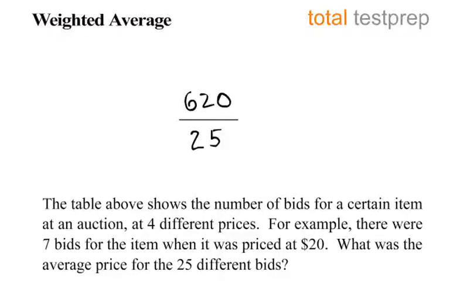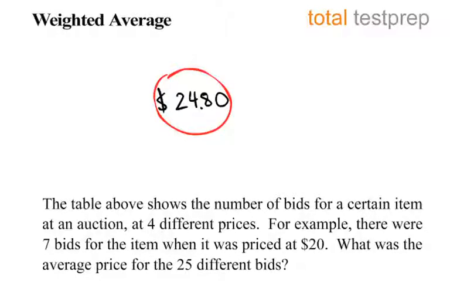There's a shortcut. You could do the long division here, but there's a shortcut when dividing by 25. The shortcut is, instead of dividing by 25, multiply by 4 and then divide by 100. Because if you multiply by 4 over 100, that's the same as dividing by 25. 620 times 4 is 2,480, and then when we divide by 100, we just move the decimal to the left twice. So this becomes 24.80 or 24.8. Therefore, the average price for the 25 different bids was $24.80.